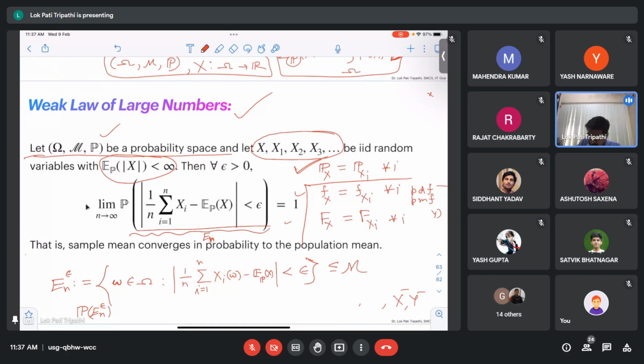of these events in the limiting case, so limit n goes to infinity, is actually 1. So it is a special type of convergence called convergence in probability. So in this sense, the weak law of large numbers says that the sample mean converges in probability to the population mean. So this is the population mean, and this is the sample mean.